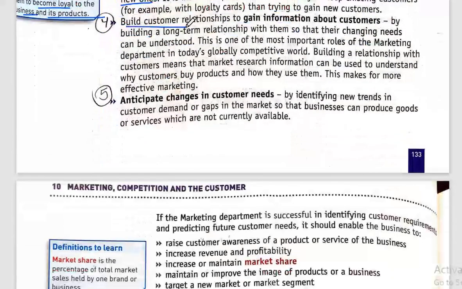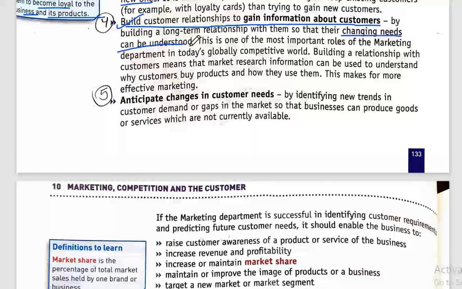Number four, to build customer relationship to gain information about the customer. Since if I build a good relationship with the customer, definitely I will gain more information about them. I'm building a long-term relationship with them, so I can understand the changes in their needs and I can understand these needs.